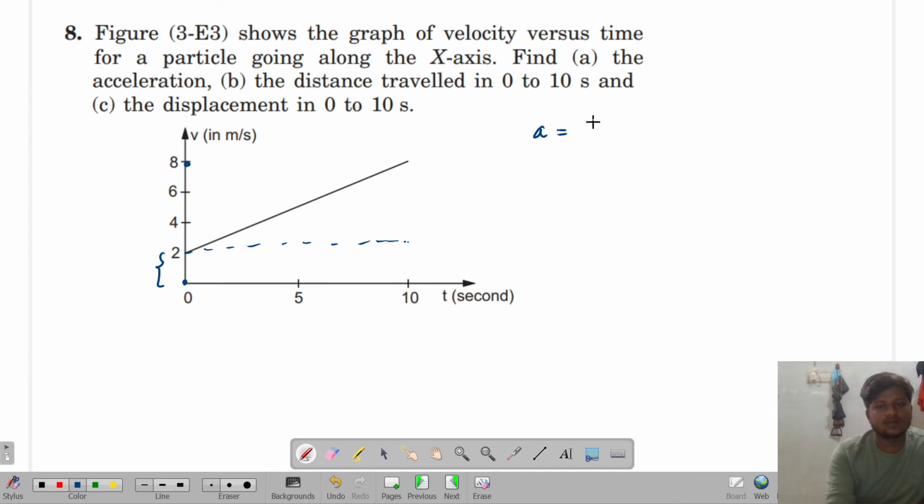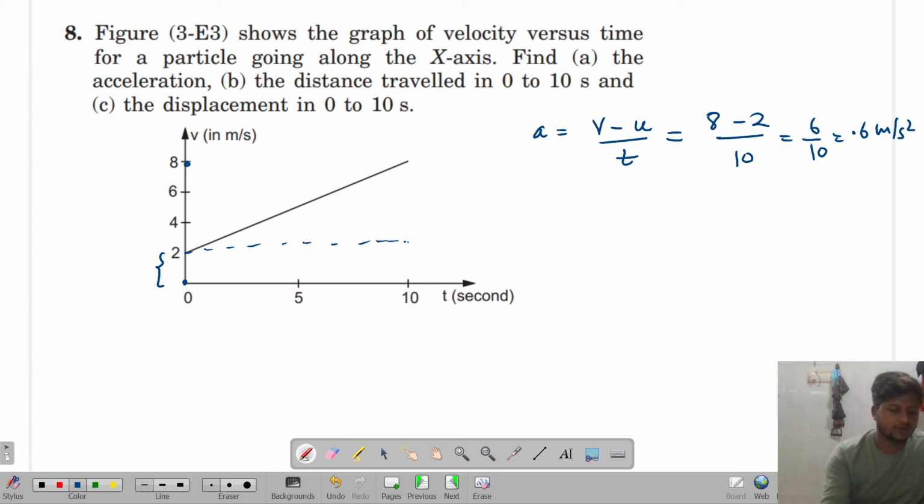So acceleration is final velocity minus initial velocity divided by time. Final velocity is 8. Initial velocity is 2. So 8 minus 2 divided by time, it is taking 10. So 6 by 10, that is equal to 0.6 meter per second square. This is your acceleration or not? Okay. Now move to the next question.